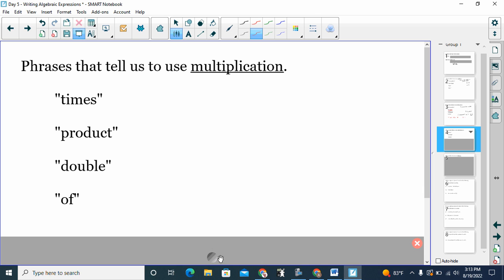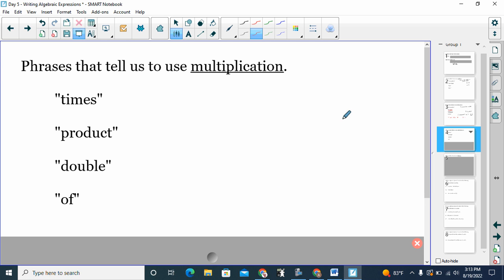Also the word "of." The word "of" means to multiply. Most often you'll see the word "of" used if we have a fraction in there of some sort. If it says 2/3 of 15, 2/3 of 15 means to take 2/3 and multiply it times 15.